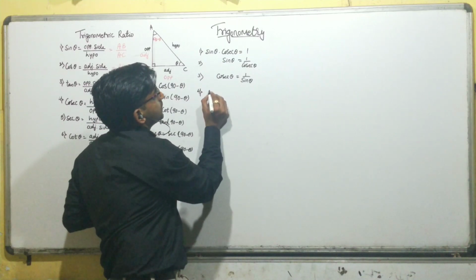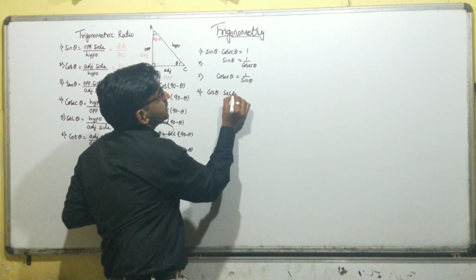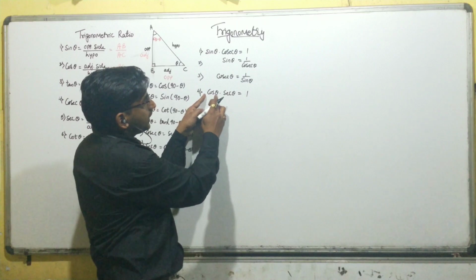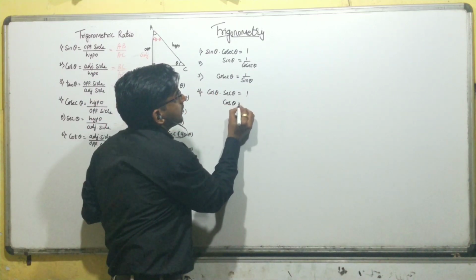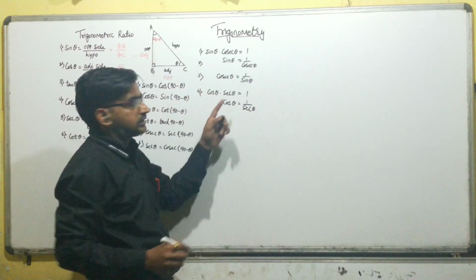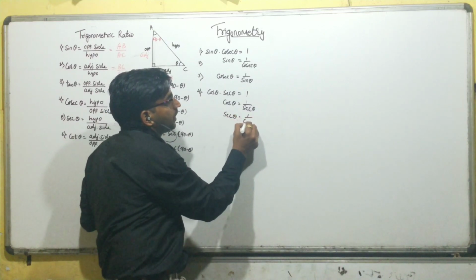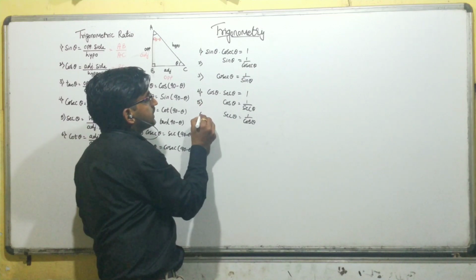Fourth is cos theta into sec theta is equal to 1. So this cos we will keep here only, and sec we will pull to this side. So it will give you cos theta is equal to 1 upon sec theta. Same way, sec theta is equal to 1 upon cos theta. This is the fifth one. This is the sixth one.